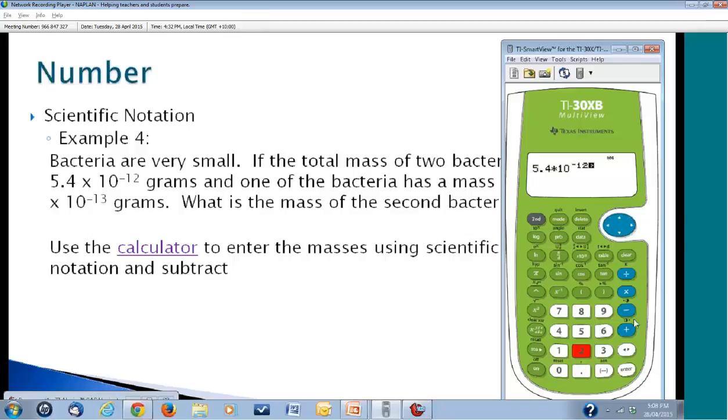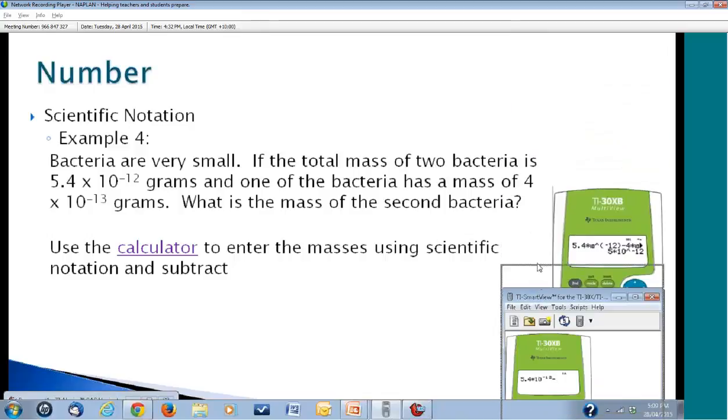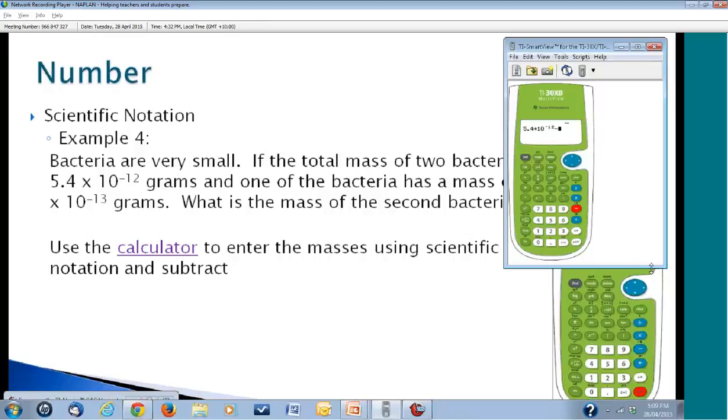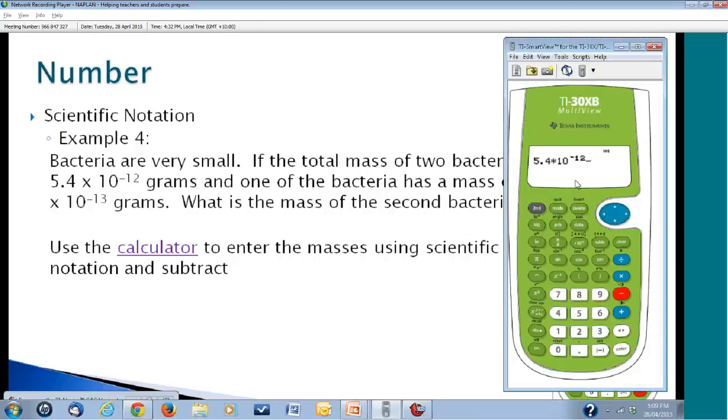Okay, so they can see that that is a number. And what I did, I just pressed the right arrow there to just move out of my exponent or index box there. So I need to do 5.4 times 10 to the negative 12. I'm then going to subtract. Now the other one has a mass of 4 times 10 to the negative 13. So I'm going to subtract then 4 times 10 to the negative 13.